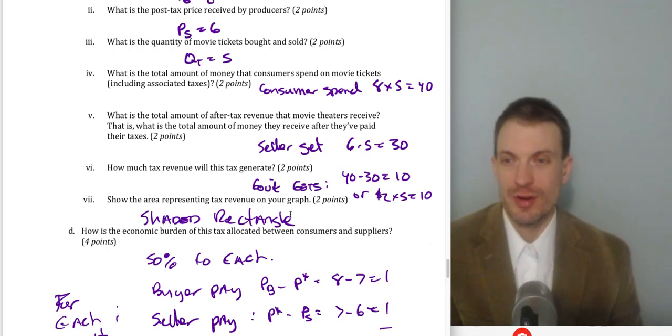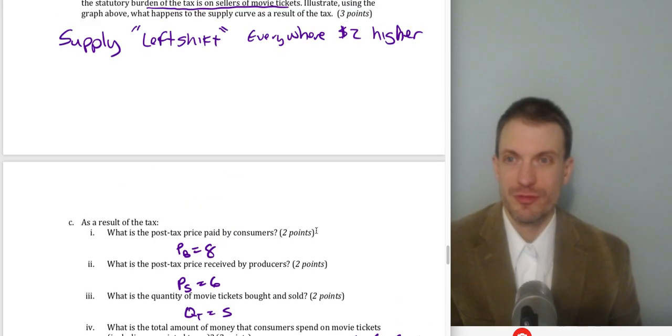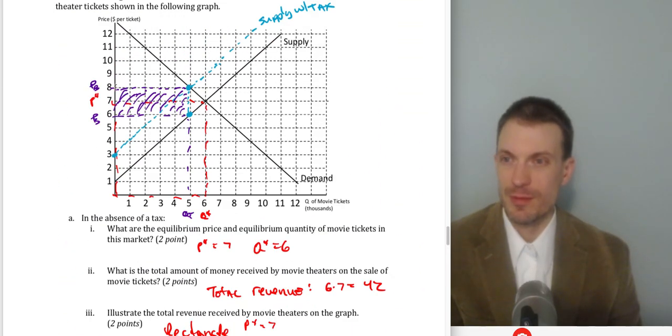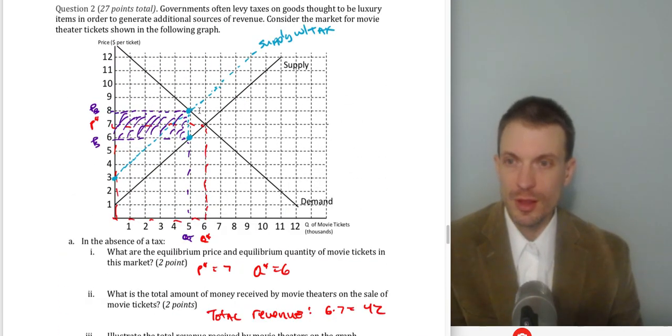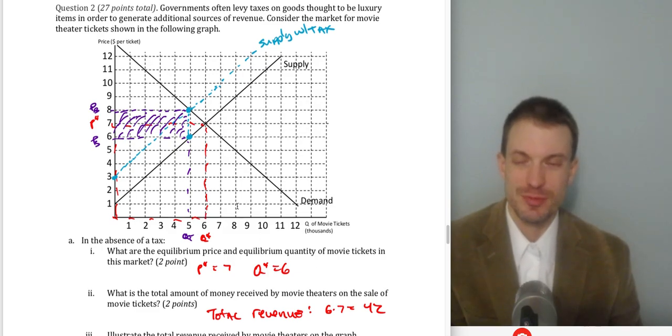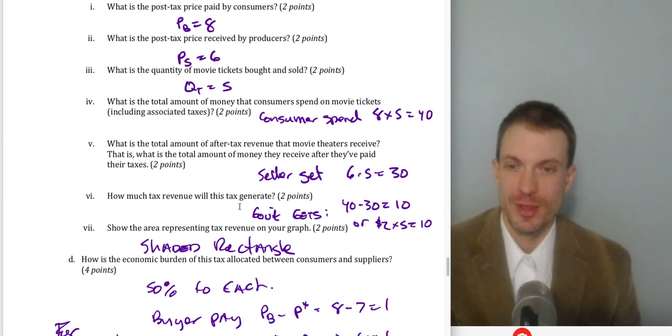Show the area of the tax revenue on the graph. Well, that's just going to be this rectangle that I've shaded in purple. So it's going to be the size of the tax over the units sold. So $2 over 5 units, or 5,000 units. So it's going to be this area as tax revenue. Deadweight loss would be these two triangles together. This is corresponding to this 1 unit, or 1,000 movie tickets that are no longer bought or sold.